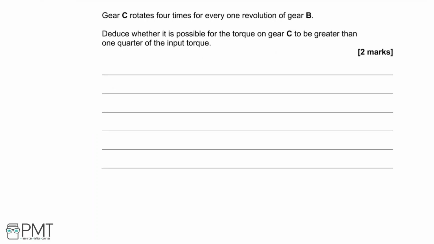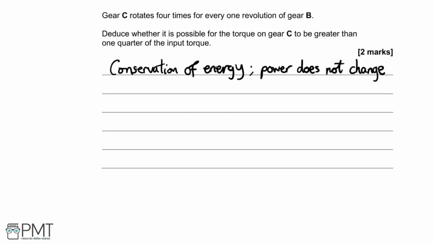Gear C rotates 4 times for every 1 revolution of gear B. Deduce whether it's possible for the torque on gear C to be greater than 1/4 of the input torque. Now for this question, we need to obey the conservation of energy, which tells us that energy cannot increase or decrease. But here we're going to say that the power doesn't change. And that will give you your first mark. The second mark would be for including the power equation relating torque to angular velocity and applying that to the situation. So I'll just add some labels there.